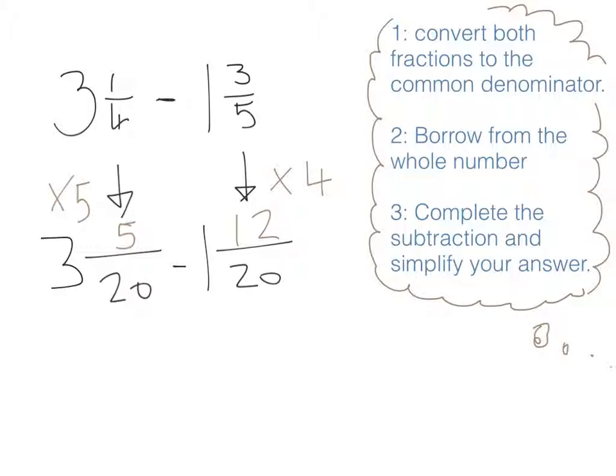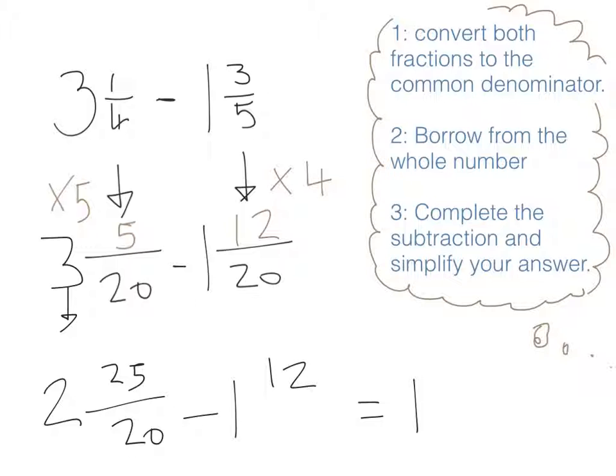Okay. Next, I need to borrow from the whole number, so that I've got enough 20ths to take 12/20 away. So much like I did before, I'll take 20 20ths from the 3 wholes. So I'll be left with 2 wholes and 25 20ths. I'll take the 1 away from the 2, which will give me 1, and I'll take the 12 20ths away from the 25 20ths, and that will leave me with 13 20ths. We can't simplify the fraction anymore, and that is your final answer.